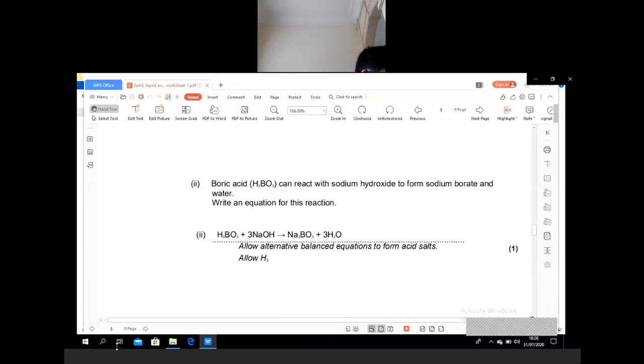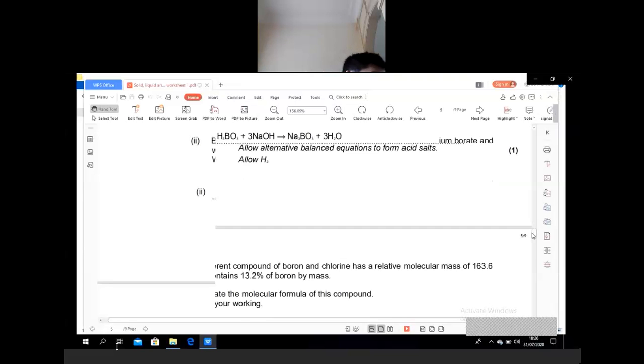Boric acid can react with sodium hydroxide to form sodium borate and water. Write an equation for this reaction. So the word equation is already written. We have to convert it into the chemical equation, and also do not forget to balance the equation.